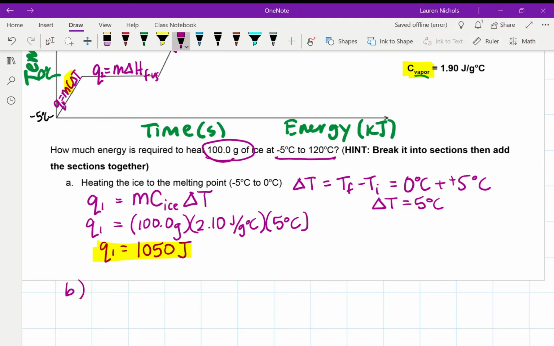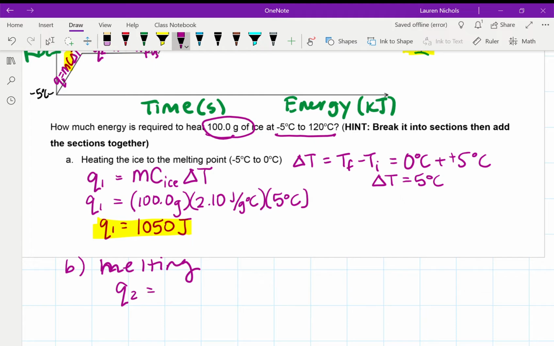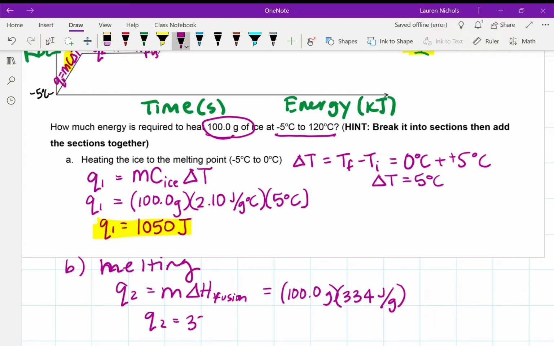Segment number 2 is the melting portion, right? This is where things are melting. So Q2 is equal to M times delta H of fusion. That would be 100 grams times, if you look for our delta H of fusion, 334 joules per gram, which means that Q2 is equal to 33,400 joules. So we have our answer for segment 2.